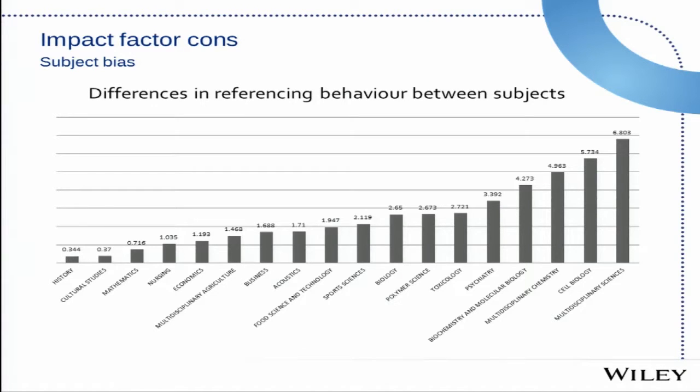Now, one of the problems with the impact factor is that there are differences in referencing behaviors between subject areas. Certain subject areas have more research over a certain period of time. There's more research, there's more references. If there's more references, there's more citations, so their impact factor potential is different among subject areas. So here we see history has an aggregate impact factor of 0.3, whereas the sort of biological journals, their aggregate impact factor is around the 5s.